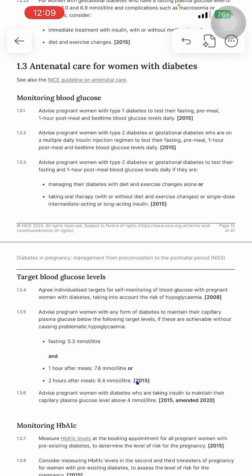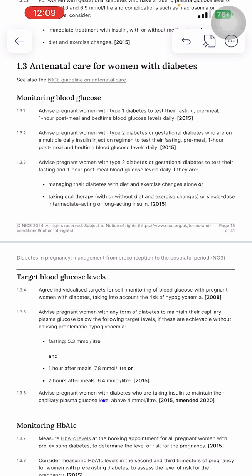They also ask about that, especially in the OSCE station: what are your target levels after starting treatment? So in monitoring, our fasting should be less than 5.3, 1 hour after meal should be less than 7.8, and 2 hours should be 6.4. If these levels increase, then we have to adjust the treatment.